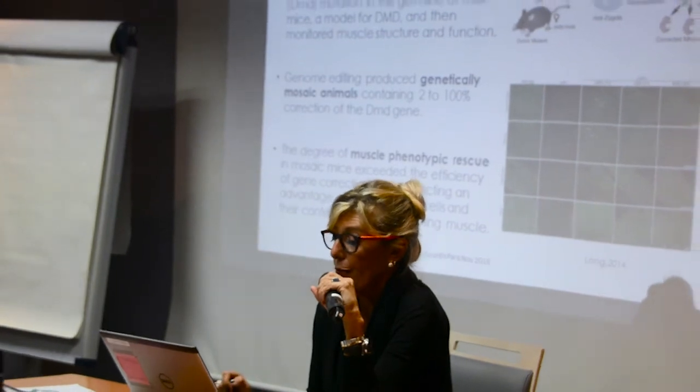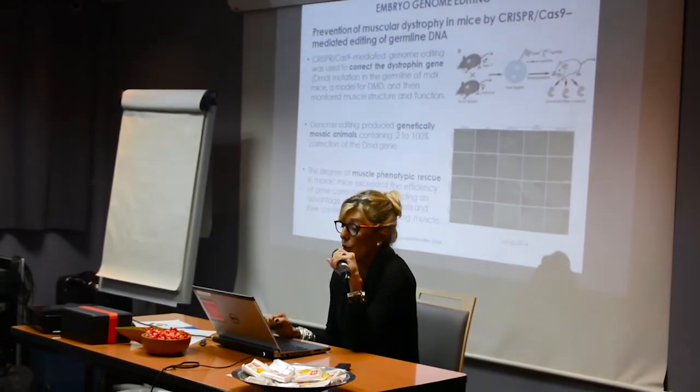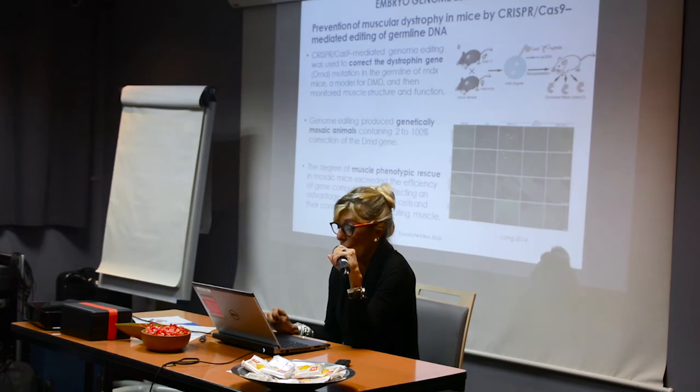Moving on, other models that have been used, and this has been done in the mouse. These authors, and this is a paper of 2014, have shown that they can prevent muscular dystrophy in mice by using the CRISPR-Cas system on the germline DNA. They have corrected the dystrophin gene. This has been addressed in a previous presentation.